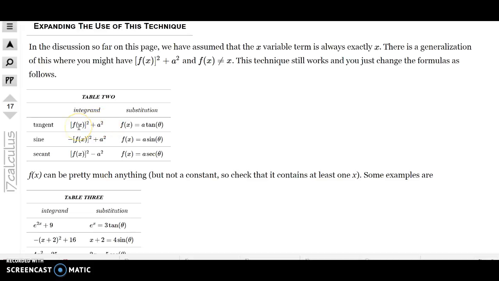Choose your substitution not to be u equals something about f of x, but f of x, that thing in your question, equals the constant that appears over here, tan of that angle, or sine or sec, depending on where you got pluses and minuses. So why am I doing that? What's happening here is that theta is the new variable. That's going to be like my u.